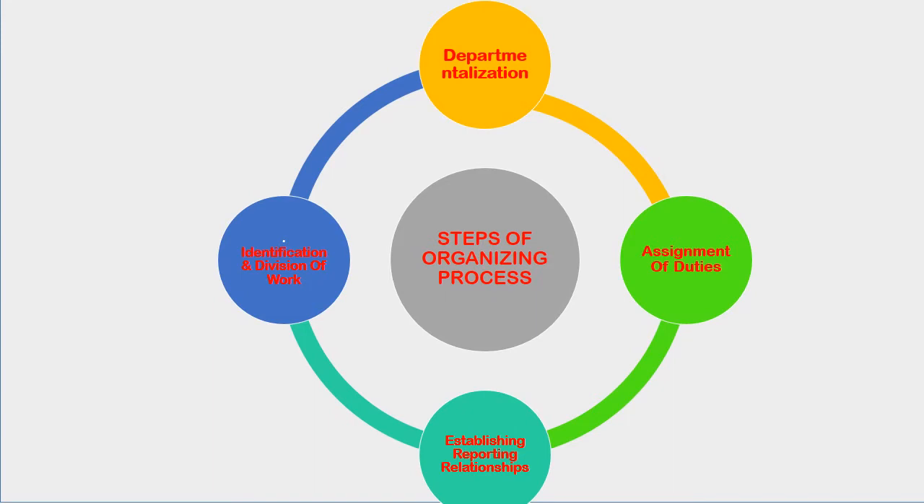Now when I say process, that means it includes steps. So what all steps are included in the organizing process? Let's see. Number first is identification and division of work. Second is departmentalization. Third is assignment of duties, and the fourth step is establishing reporting relationship.